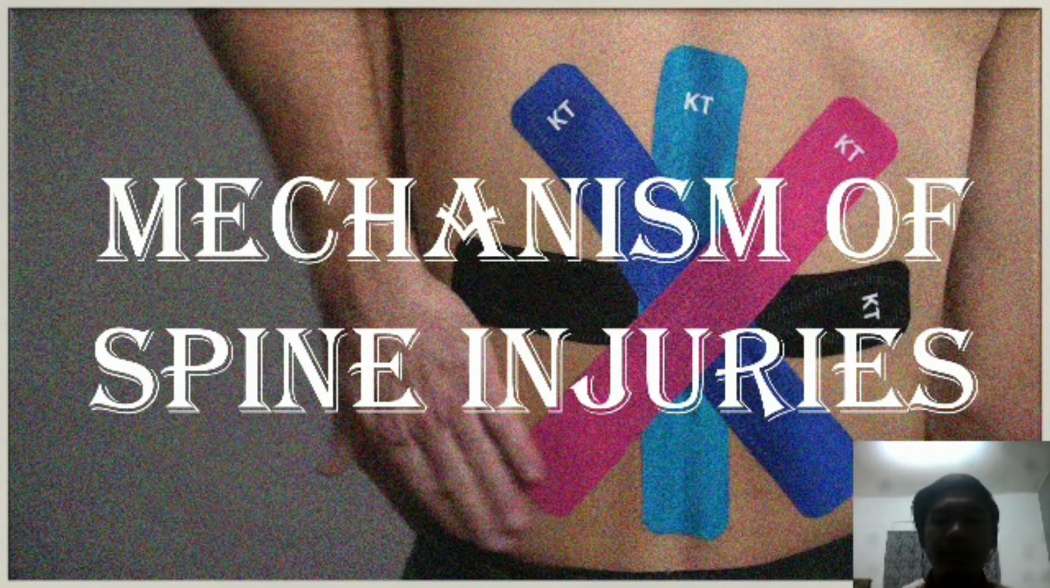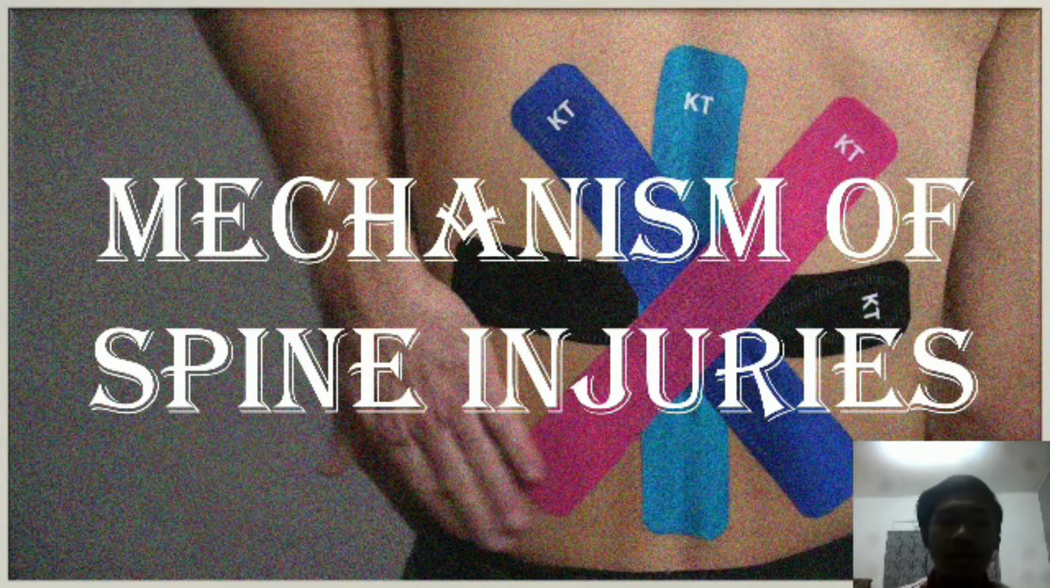The second one is extension injury. Extension injury is commonly seen in the cervical spine. For example, a motor vehicle accident, the forehead striking against the windscreen, forcing the neck into hyperextension. This injury results in a fracture of the anterior rim of the vertebra.